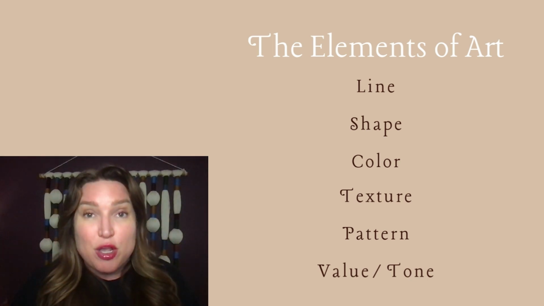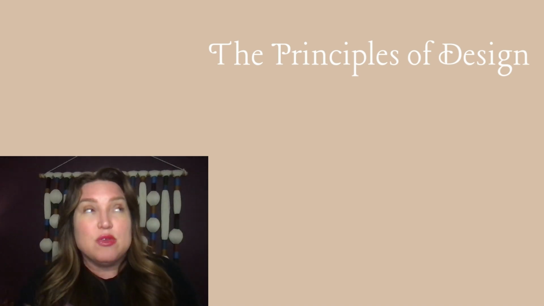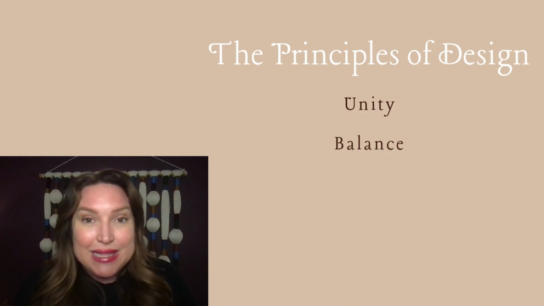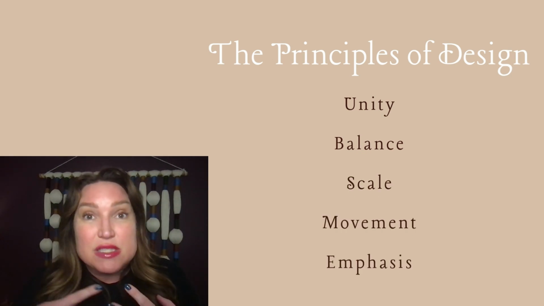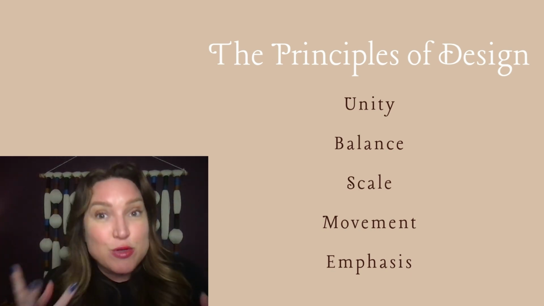We might also talk about the formal principles of design. So here we might talk about unity, we might talk about balance or scale or movement or emphasis. Is there a part of the artwork that is emphasized? And how does the artist do that? In addition to knowing these basic terms for the formal elements and the principles of design, you also want to know these keywords.